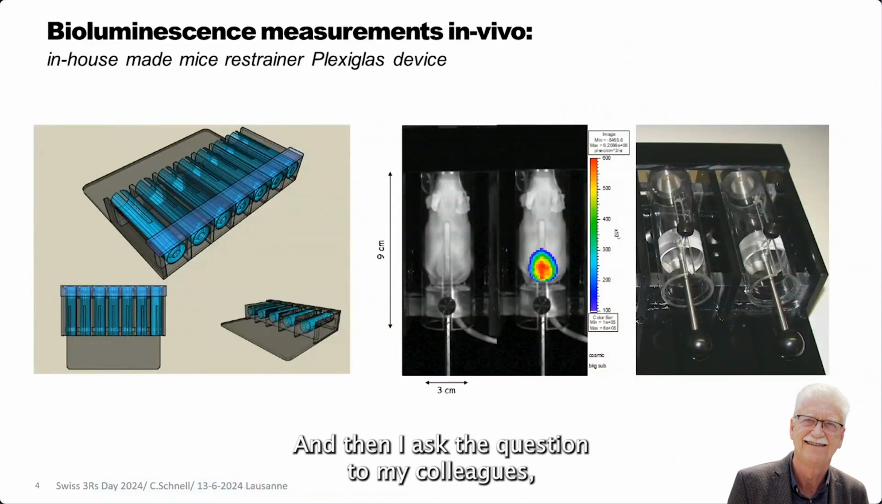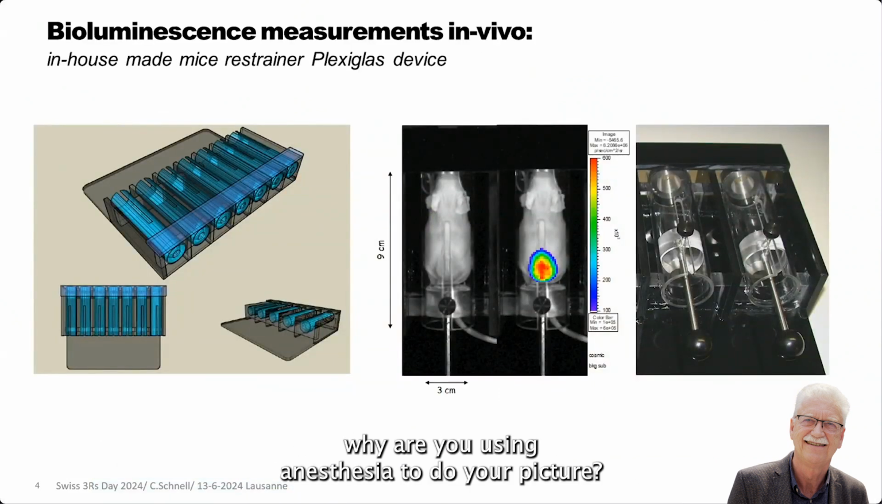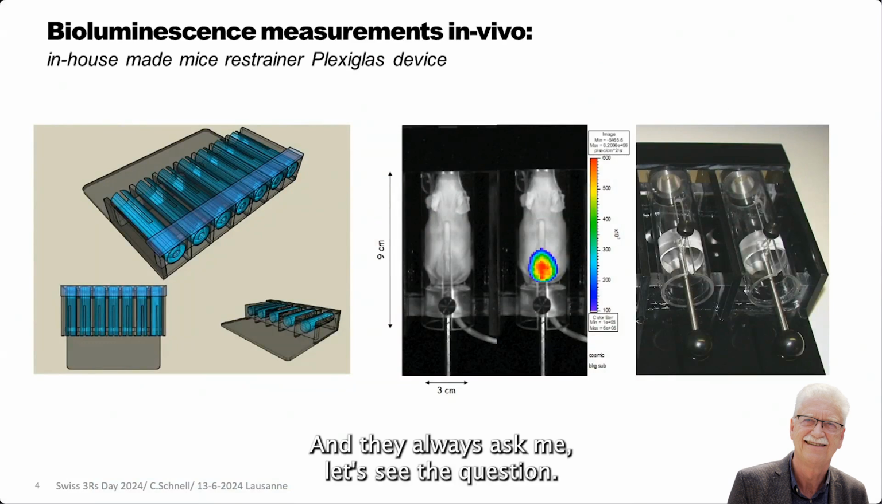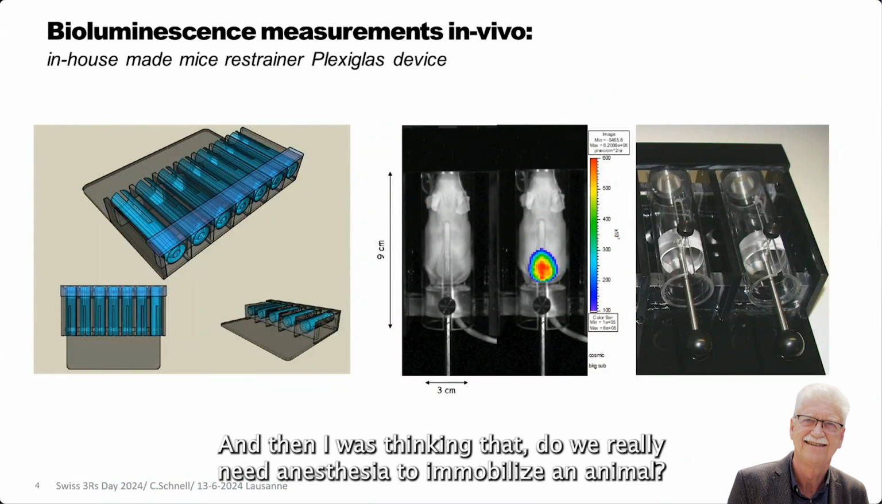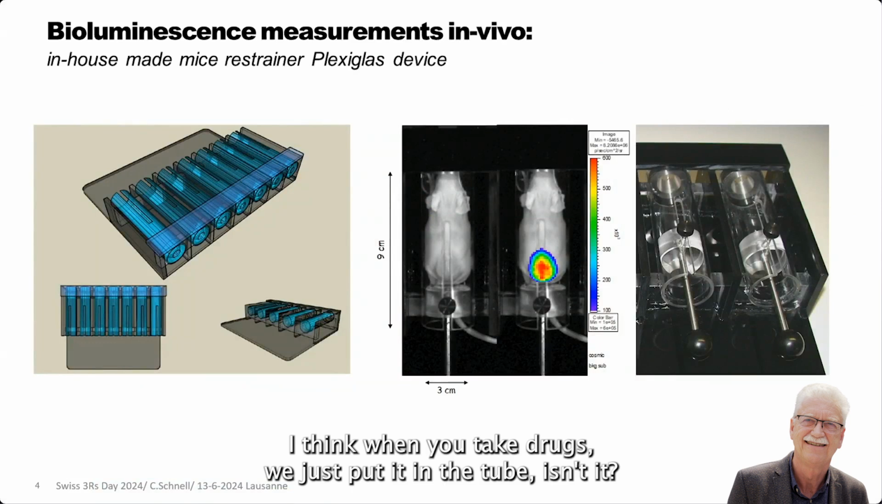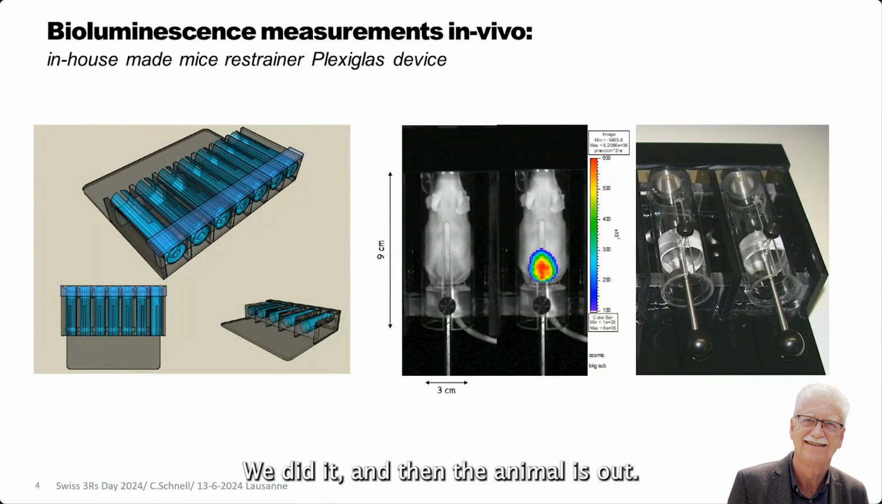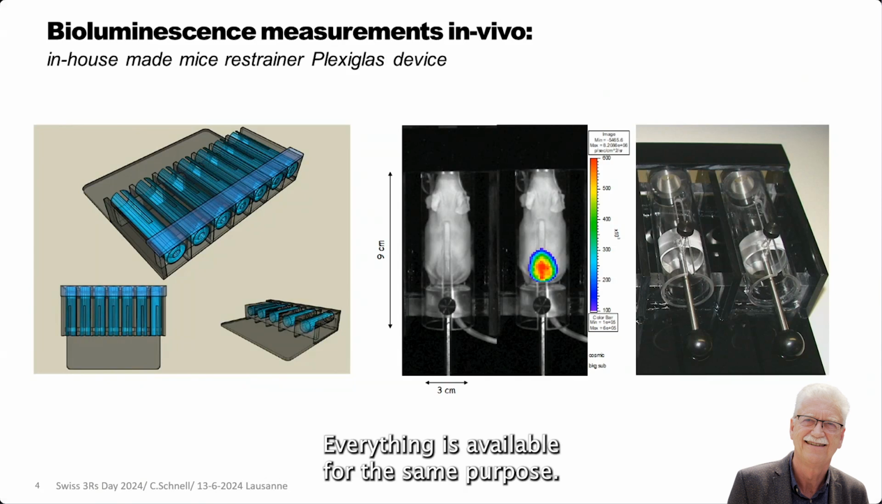And then I asked the question to my colleagues, why are you using anesthesia to do your picture? And they always ask me, what a silly question. We don't want the animal to move around under the camera, so we have to immobilize them. And then I was thinking, but do we really need anesthesia to immobilize an animal? I think when we take blood, we just put it in a tube, isn't it? We did it, and then the animal is out. So why not use the same approach? Nothing to discover here. Everything is available for the same purpose.